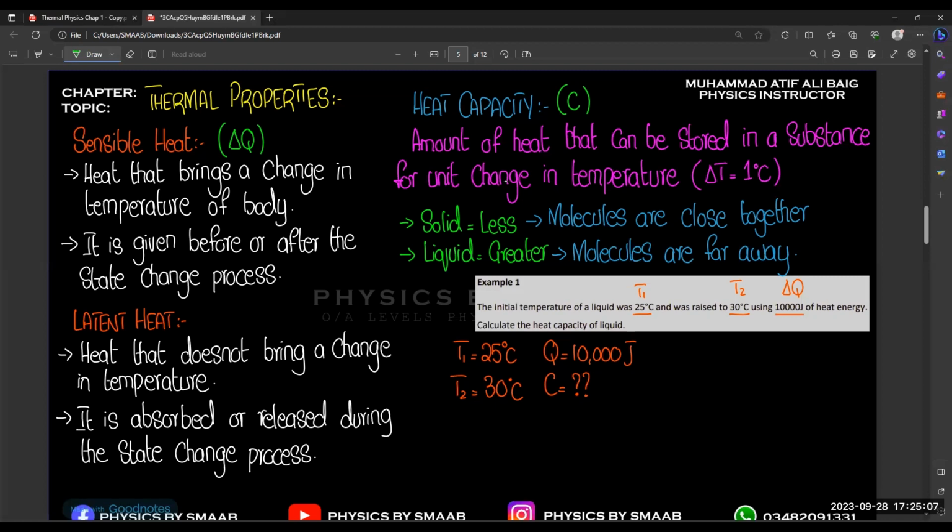According to the definition, heat capacity is the amount of heat that can be stored in a substance for a unit change in temperature. So from the definition, you can easily identify that C must equal the amount of heat divided by the change in temperature, right? So this is the formula for heat capacity. Now you can use this formula to find the value of C.